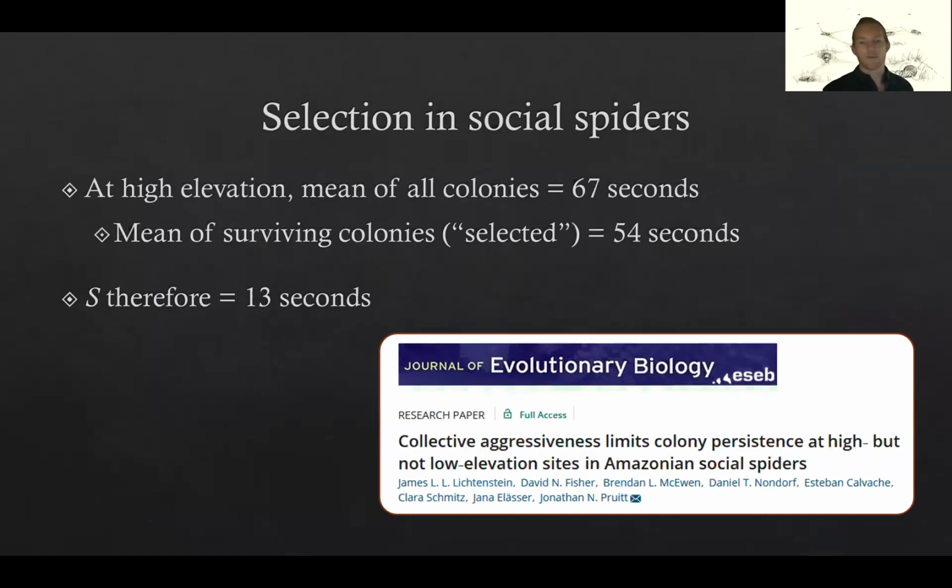So that piece of work, aside from the estimate of the selection differential, which is not included there, you can read about understanding this collective aggressiveness and how it influences survival at different elevations in this paper in the Journal of Evolutionary Biology, led by James.